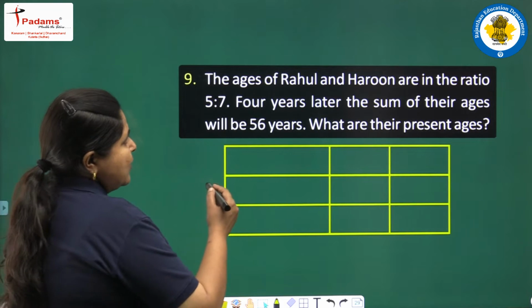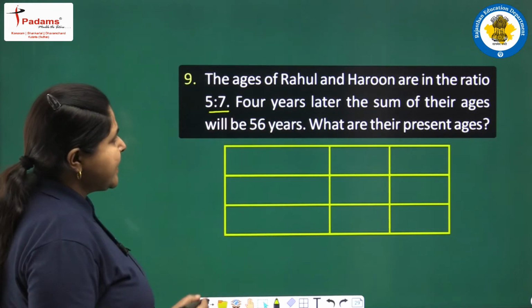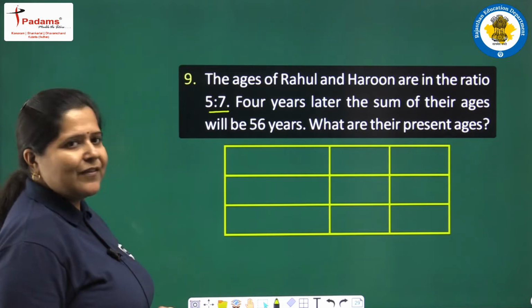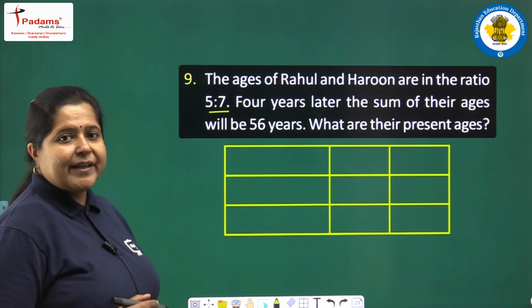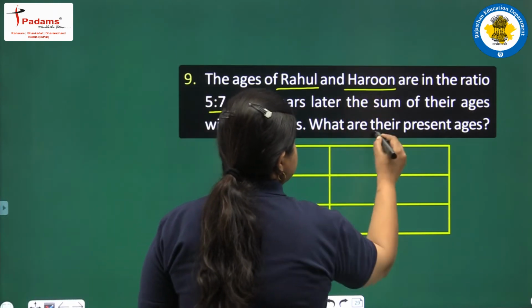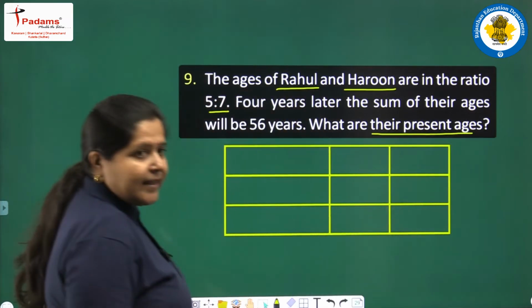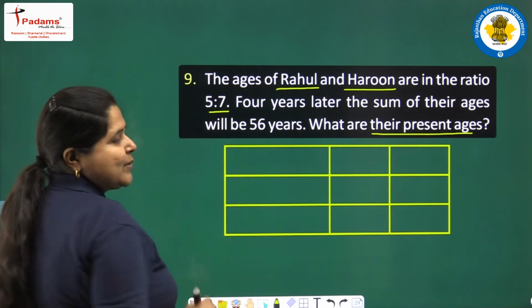The ages of Rahul and Haroon are in the ratio 5:7. 4 years later, the sum of their ages will be 56 years. What are their present ages? Here two persons are given, Rahul and Haroon. Their present ages have been asked and it is given that the ratio of the present age is 5:7.